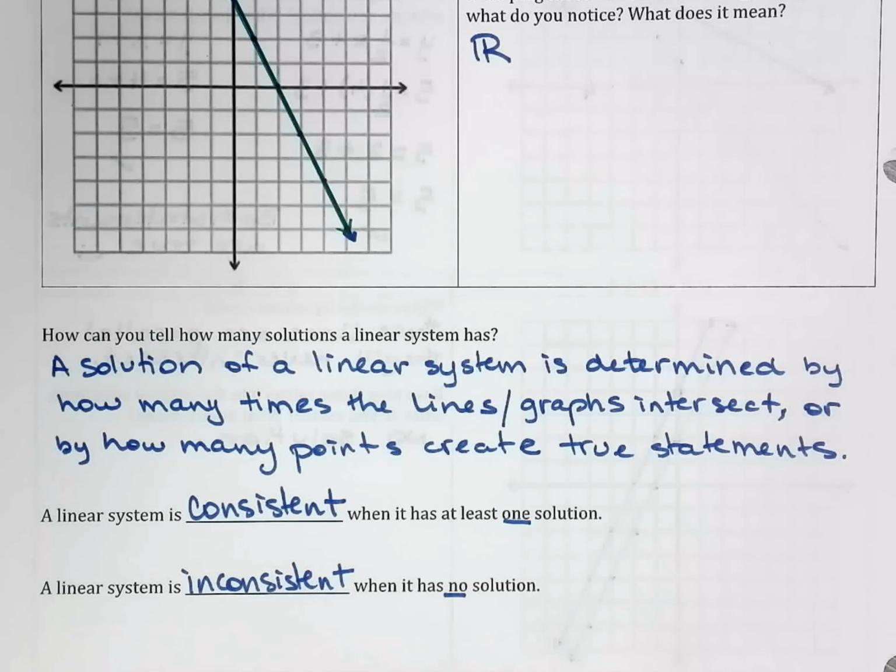Hello again. I'm not sure if we were able to finish, this is the bottom of page 2 on Unit 2, Section 1. I'm not sure if we were able to finish the bottom, but here it is. How can you tell how many solutions a linear system has?